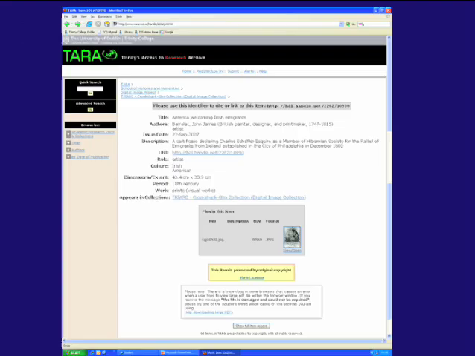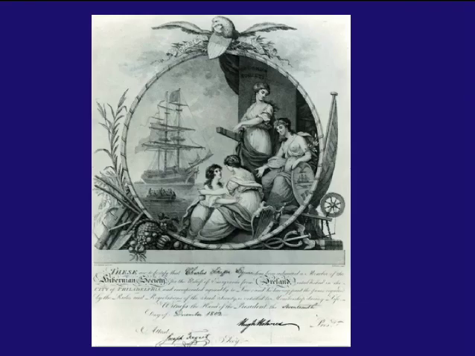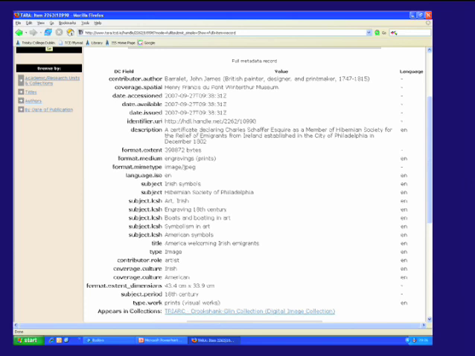Just to show you another example, you'll see down at the bottom of this page, show full item record. I'll just show you the image briefly. It's America Welcoming Irish Immigrants, again by Barillet. And just to show you the underlying metadata, that doesn't come up on the abbreviated record, but this is the type of data that we're inputting, so that when you're conducting your Google search or looking for the information, that's what's available to you.